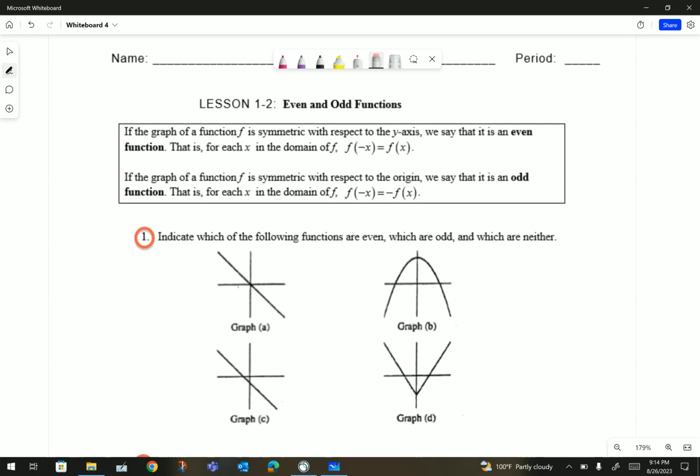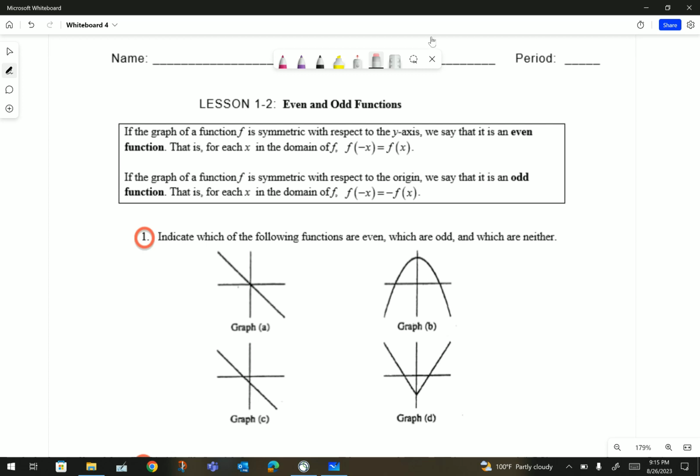Okay, we're diving into lesson 1.2, even and odd functions. In the previous lesson, we were going over how to identify whether a graph, a mapping, a relation, or a table represents a function. So we learned how to do that. Now we're going to classify whether they're even or odd functions.